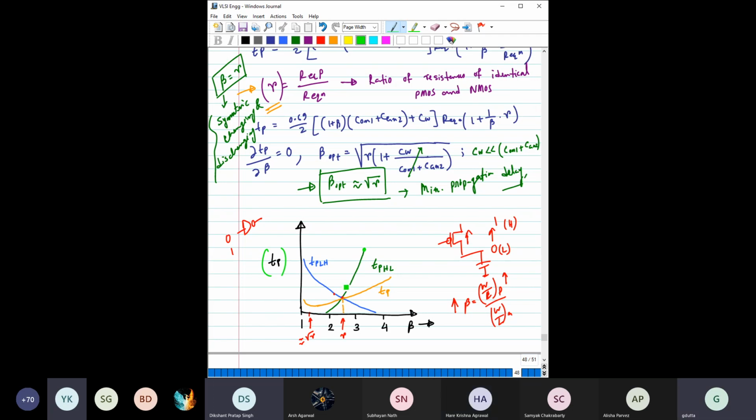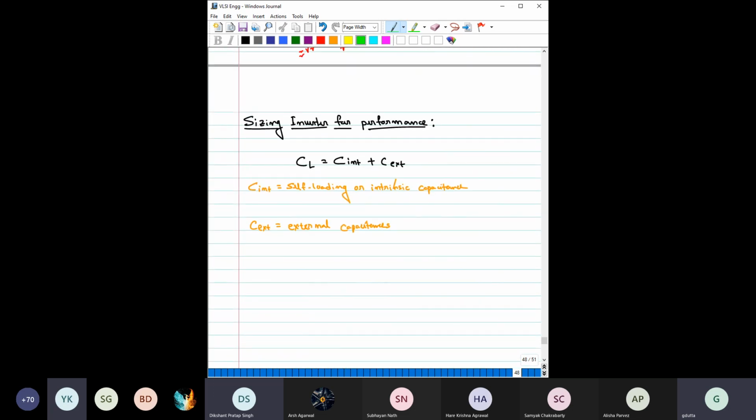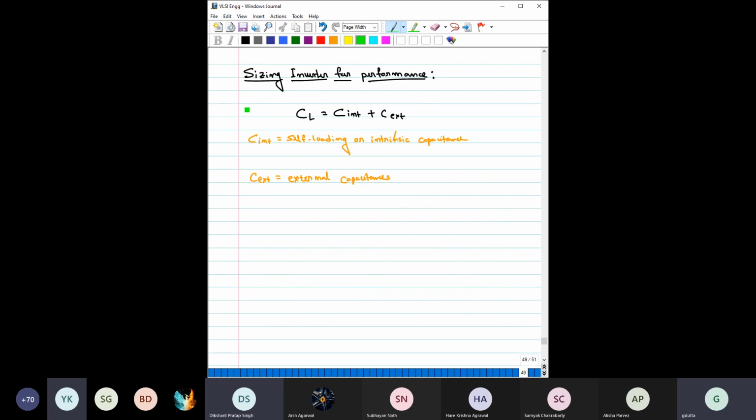So I hope with this you have understood what will happen if you take beta equal to R, and what will happen if you take beta equal to root over of R. And I hope that you have understood what is R. That is most important. Okay, if so, then probably we can go to the next discussion, which is quite interesting.